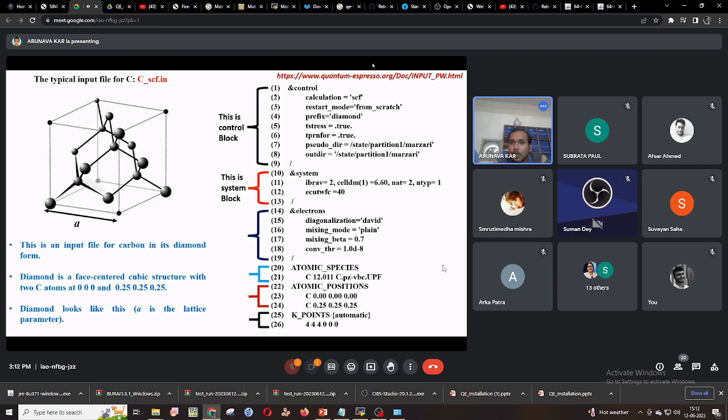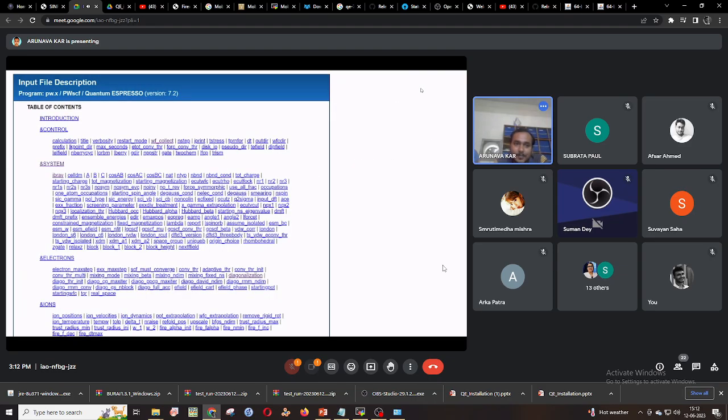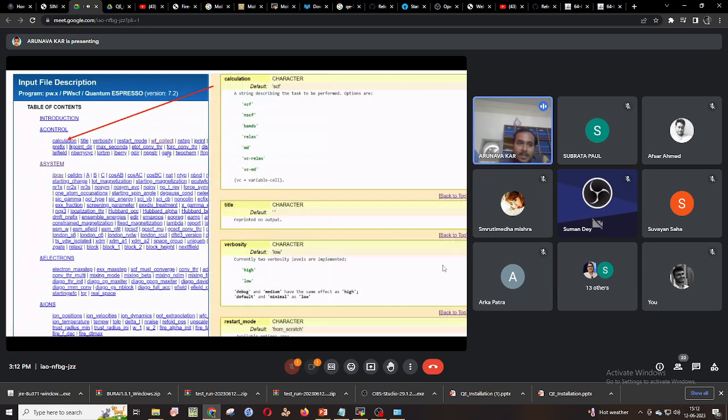So this is the website. If you give it to Google, you can find a page like this. This is the input file description. Here you can see control unit, system unit, electrons, ions, everything is there. If you click on any one, like the calculation part, then we can see a page appearing, which is describing the calculation.